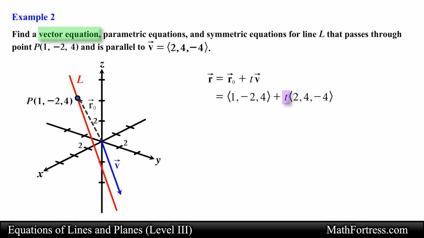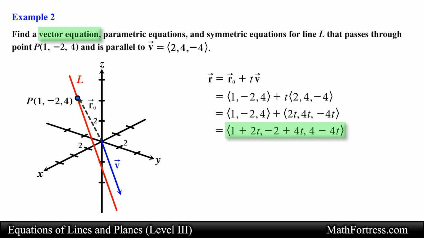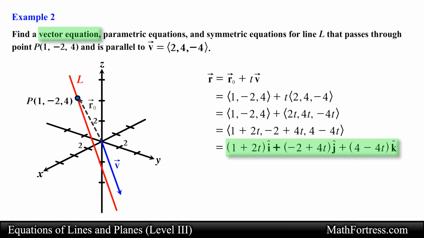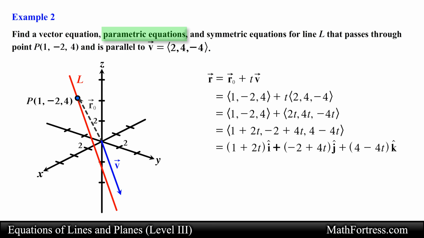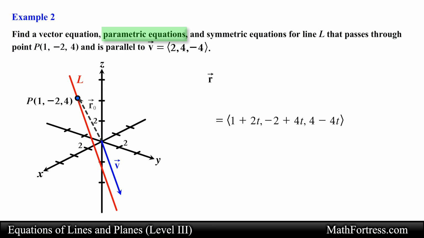Now it is just a matter of multiplying the parameter t with the components of vector v. Then we go ahead and add the vectors on the right side of the equation, component-wise. Doing that, we obtain the following vector equation. Note that we can also rewrite this vector equation by using the standard unit vectors i, j, and k. Next, let's find the parametric equations for line L.